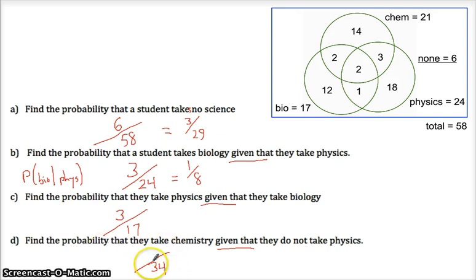How many of those 34, so everybody outside physics, how many of those take chemistry? That would be outside of physics, who takes chemistry? This 14 and this 2. I see 16. Okay. Can I finish this in another minute?